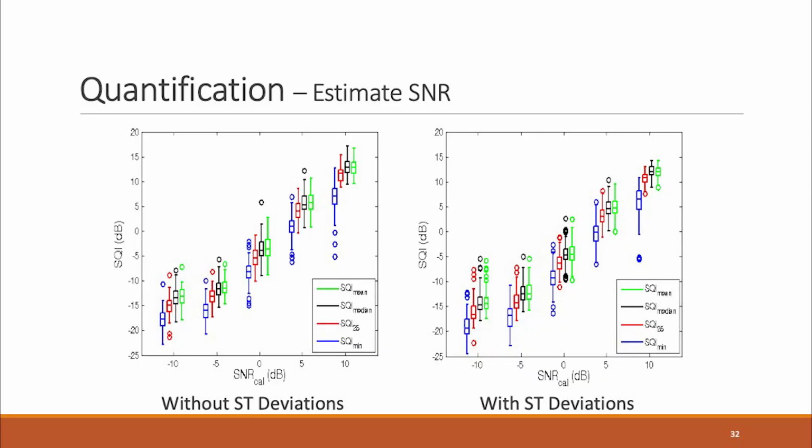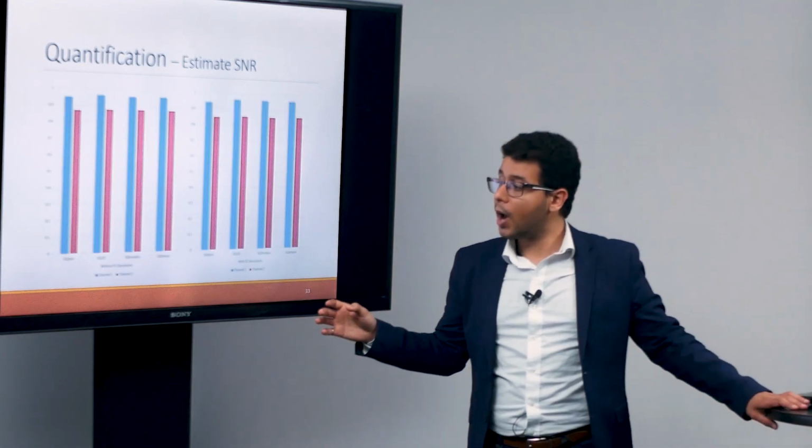One thing to highlight is that the 25th percentile SQI had the most similar noise estimation to the actual relationship between the SQI and the SNR. And this can actually be seen here in these graphs.